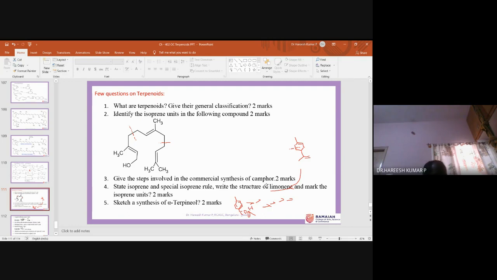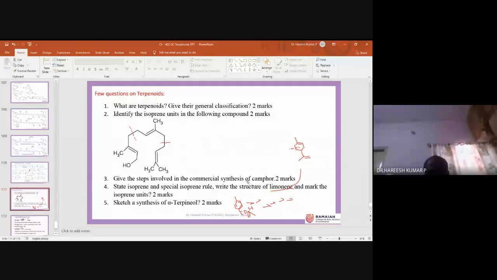So you know what camphor is? Camphor is a naturally occurring terpenoid. More particularly, the commercial method starts from alpha pinene. You know what alpha pinene is? Alpha pinene is a compound obtained from the pine tree itself.